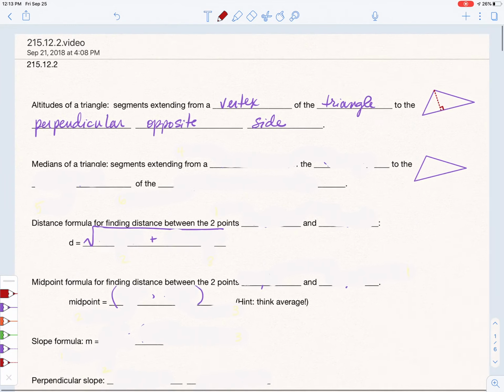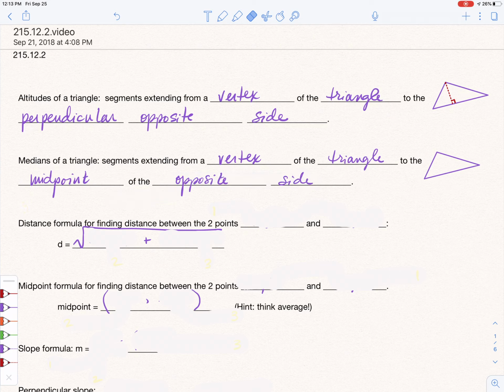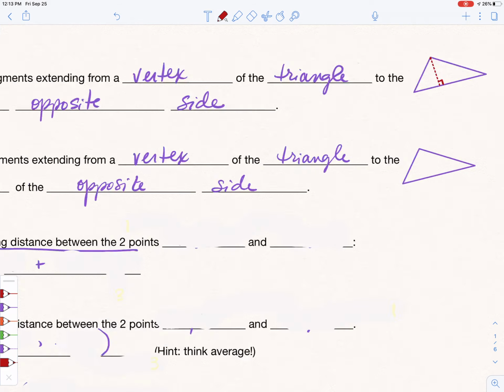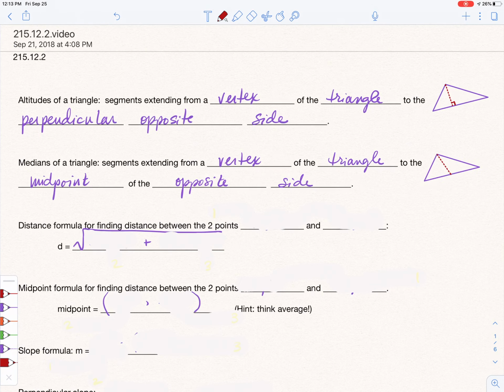The medians of a triangle are segments that extend, again, from a vertex of the triangle, but this time they go to the midpoint of the opposite side. So this one might look something like the following. If this is my midpoint, then I extend from the vertex to the midpoint of the opposite side. Then we go into the distance formula.